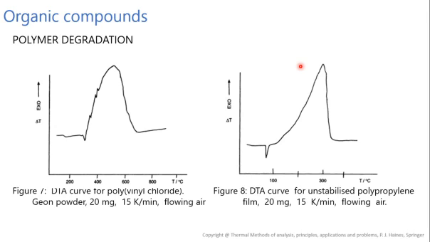This is figure 7, which shows the DTA curve for polyvinyl chloride, with 20 mg of powder heated at the rate of 15 Kelvin per minute in flowing air. In figure 8, there is a DTA curve for the unstabilized polypropylene film, with 20 mg of sample heated at 15 Kelvin per minute in an air atmosphere. So this is all about our chapter, differential thermal analysis and differential scanning calorimetry.